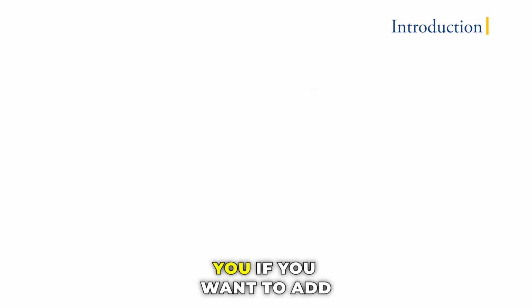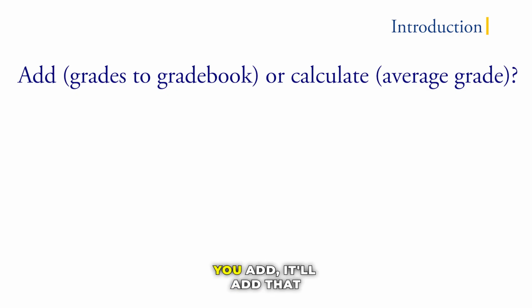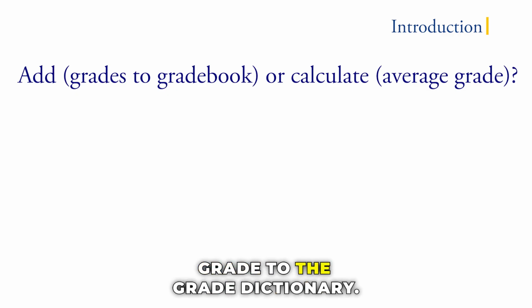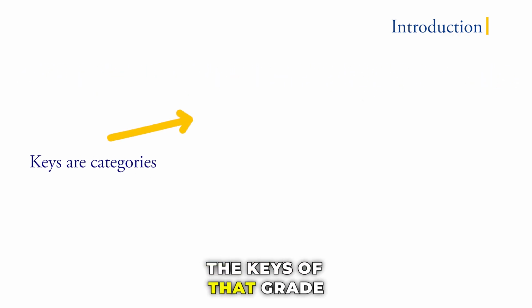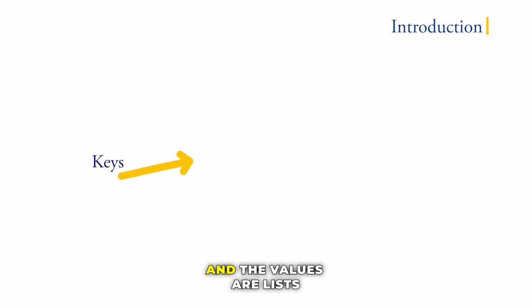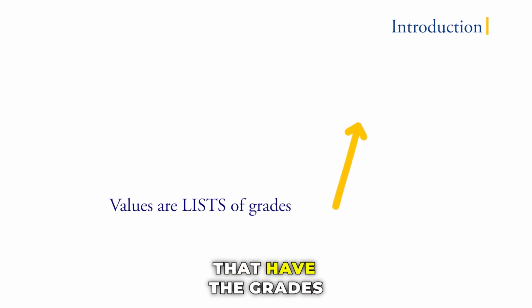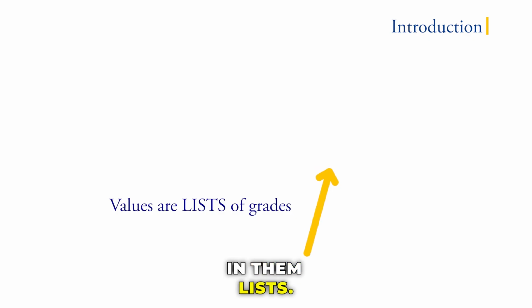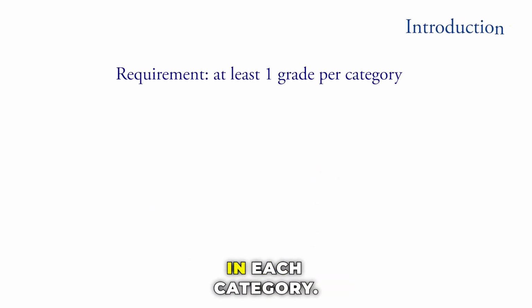The program will ask you if you want to add or calculate, and if you add, it'll add that grade to the grade dictionary. The keys of that grade dictionary are the categories, so either homework, labs, or tests, and the values are lists that have the grades in them, lists. Finally, the grade calculator requires that you have at least one assignment in each category.